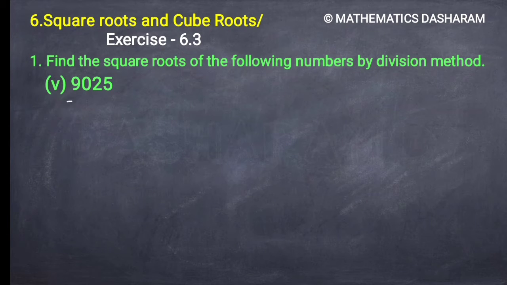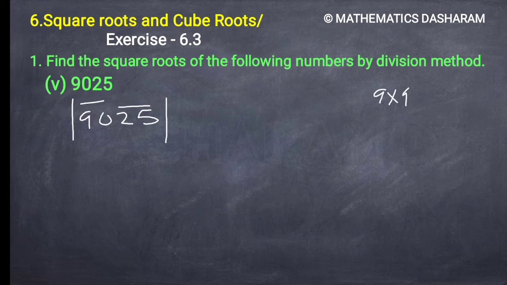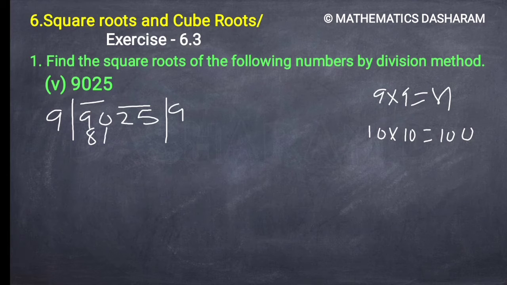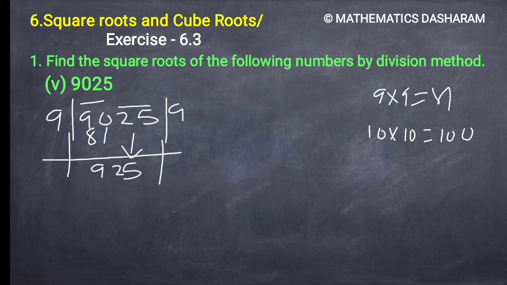Fifth question, 9025. So in 9025, 25 is one pair, and 90 is the second pair. So 9 9s are 81. Next, 10 10s are 100. So the nearest number is 81. So here 9 9s are 81. The remainder: 90 minus 81, remainder is 9. Next pair is 25. So total 925.